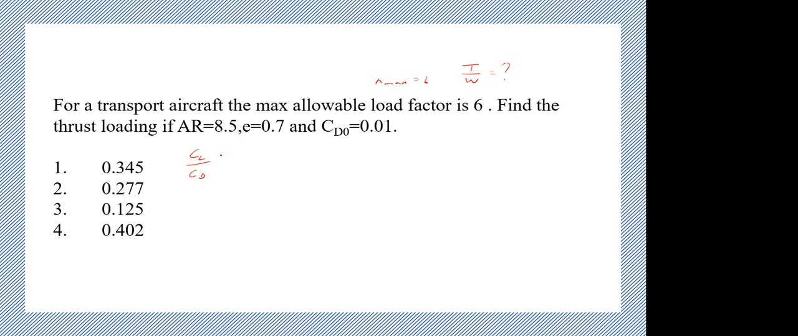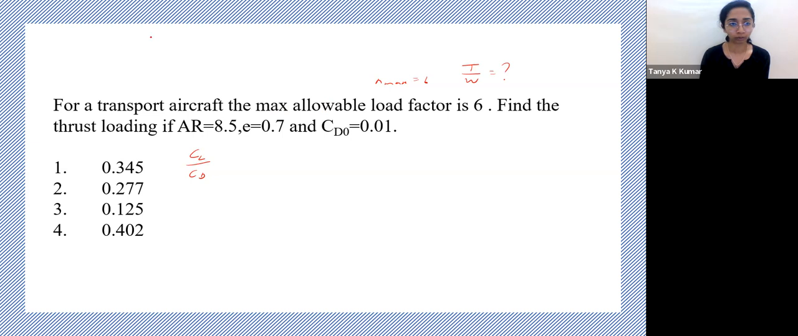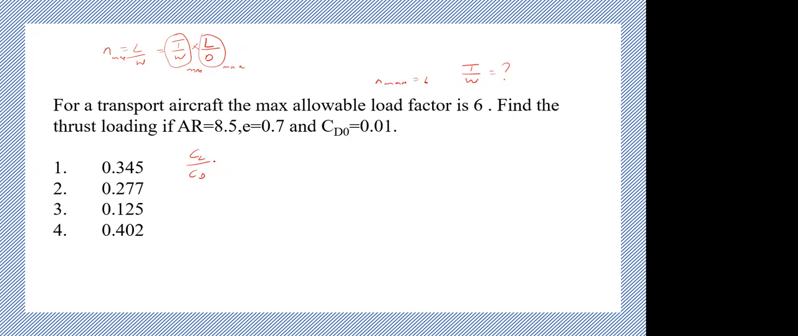For thrust loading, should we use minimum power condition? So it says it is maximum allowable load factor. So N is L by W, and that is thrust by weight into, what will it be? Lift by drag, right? Yes. So in this condition, we should increase both P by W and L by D. That is when you get N max. You must maximize both. Correct? Yes. So what will CL by CD be?